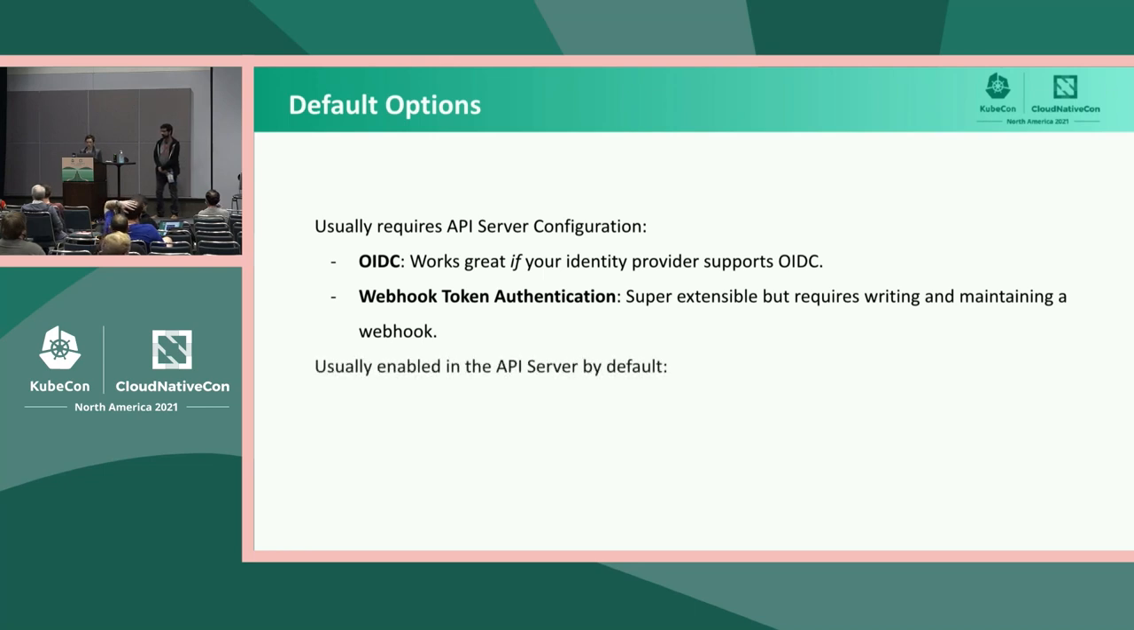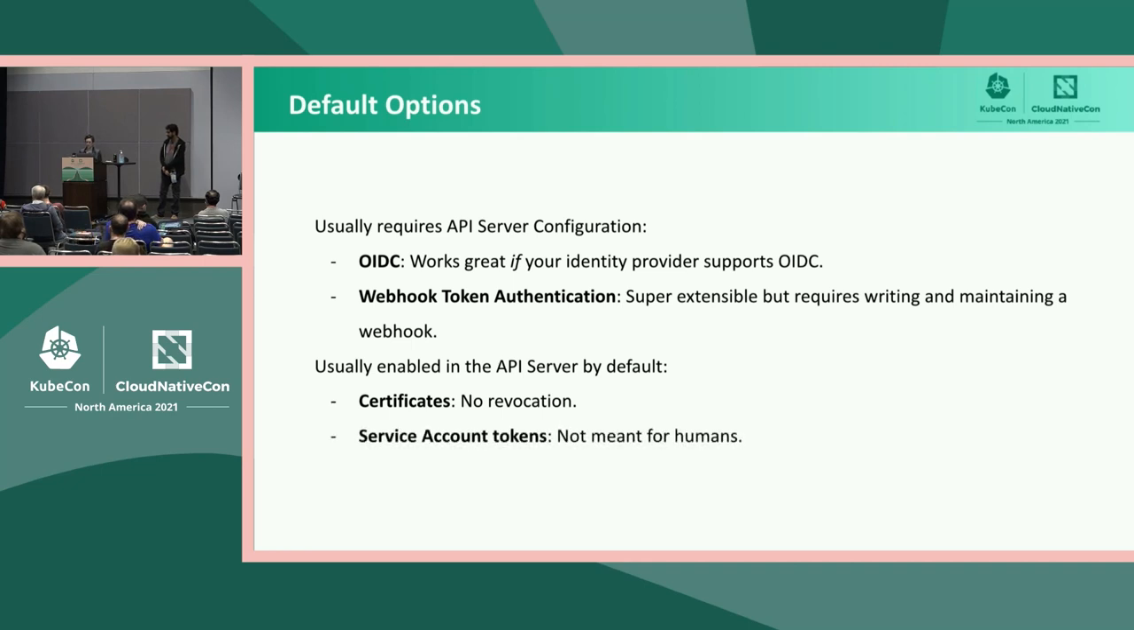There are a couple other options that are typically enabled by default with common tools used to deploy Kubernetes, like kubeadm and most cloud providers. One is certificates. You can generate client certs for users based on the cluster CA. One problem with this approach is that certificates aren't revocable, but we'll talk more about that later. Service account tokens are another option, but as the name implies, they aren't meant to work with humans. They're for service accounts.